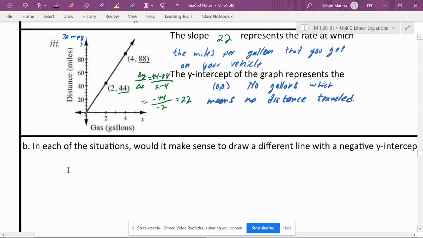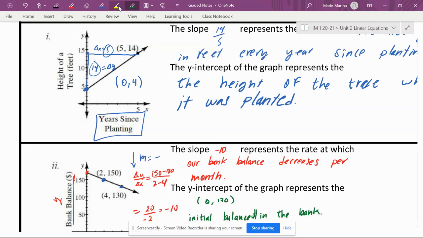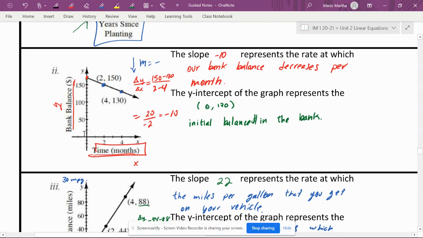Now, let's look at it. It says in each of the situations, would it make sense to draw a different line with a negative y-intercept? So if you guys look at any of these, would it be possible for you to have a negative y-intercept? Like the line would start off over here somewhere at the bottom. Like on the first one, would it make sense to have a negative y-intercept? To me, it could, because you can say you planted, right? You planted the seed, and then you can measure it since you started. So that might be a reason to make it a negative y-intercept. So probably that one.